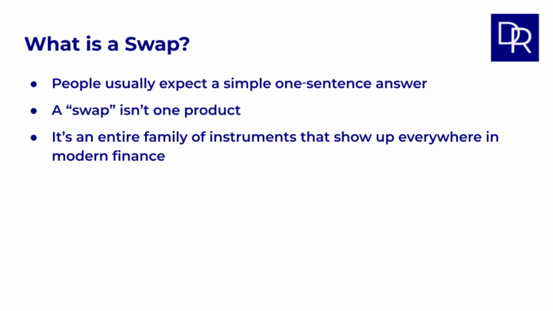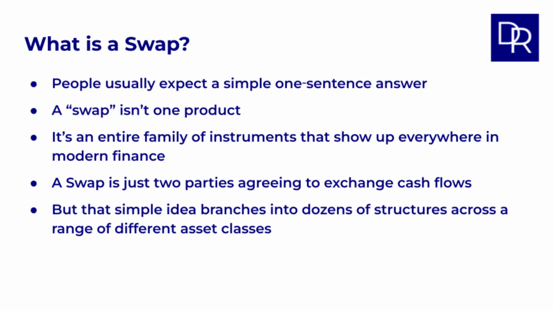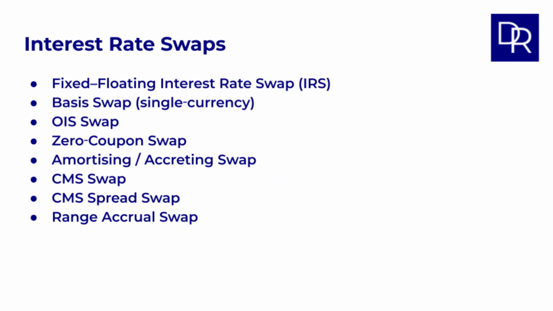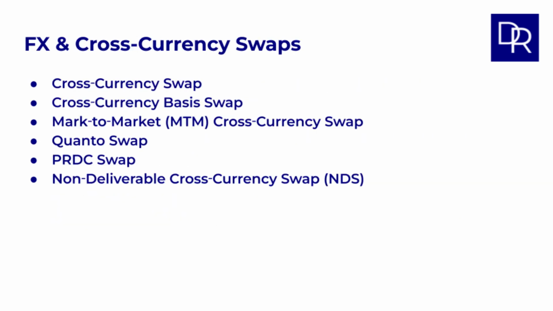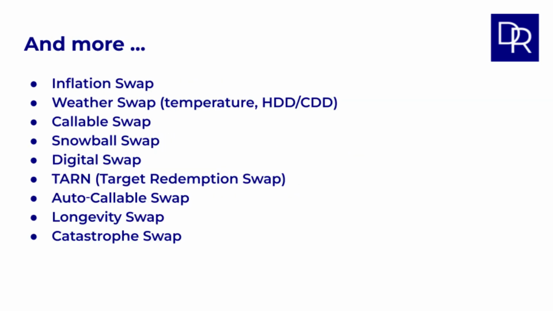At its core, a swap is just two parties agreeing to exchange cash flows. But that simple idea branches into dozens of structures across a range of different asset classes: interest rates, FX, credit, equities, commodities, and many more.